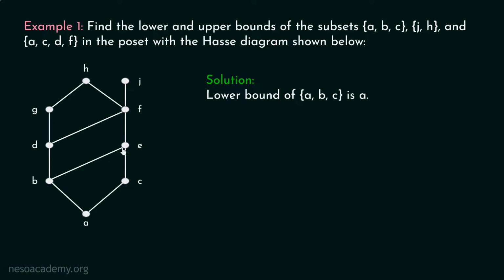After this, B is also related to E. Directly, you can say there is a path from B to E going upwards. C is related to E. Therefore, E is the upper bound of set A, B, C. Apart from this, F is also an upper bound.